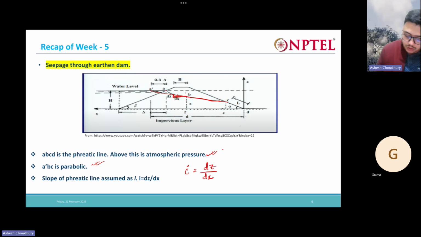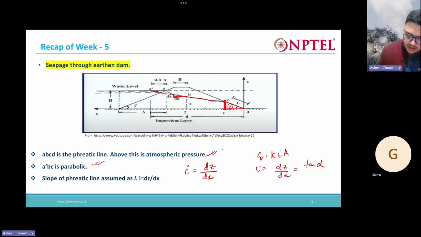Now, what we do, we consider this triangle CDE. Now, the rate of seepage perpendicular to this cross section can be written as q equals k i A, where A is the area. Now, i is dz by dx, right? So it can be written as tan alpha.